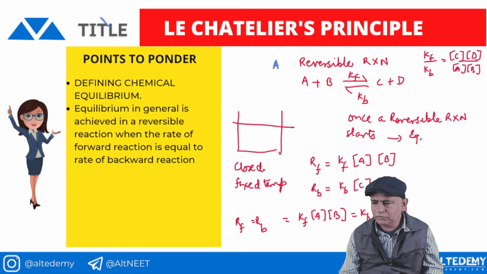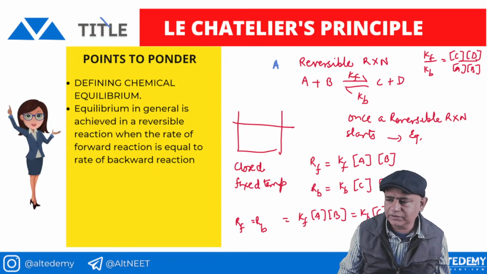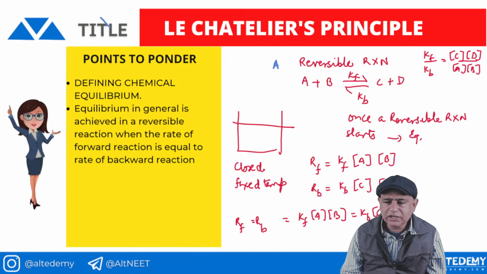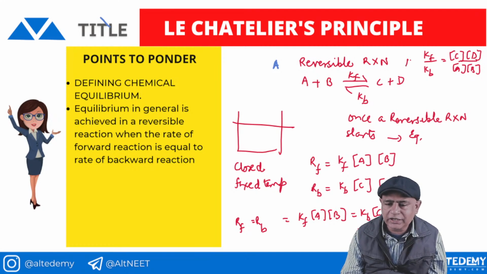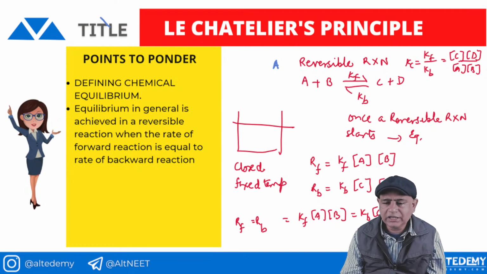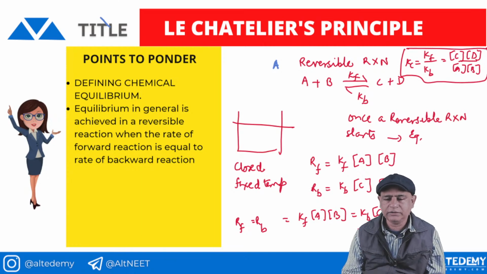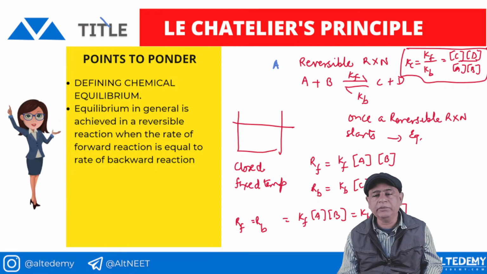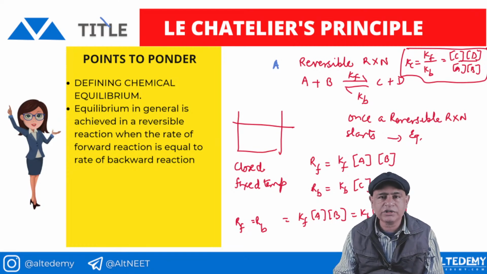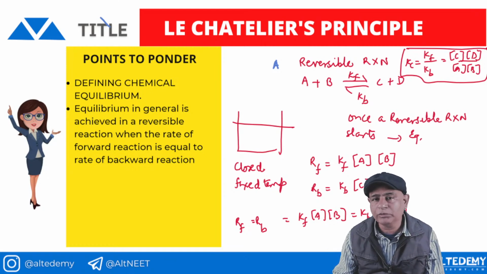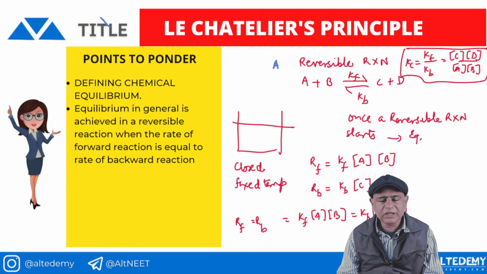I'm sorry, whatever I was writing, I have changed the place. So you can see this is how we understand that equilibrium has been achieved, and we quantify it. Kc is the equilibrium constant, Kf is the forward rate constant, Kb is the backward rate constant, with C and D in the numerator and A and B in the denominator. [C] is the molar concentration of C and [D] the molar concentration of D, divided by [A] into [B]. This is how we understand chemical equilibrium.